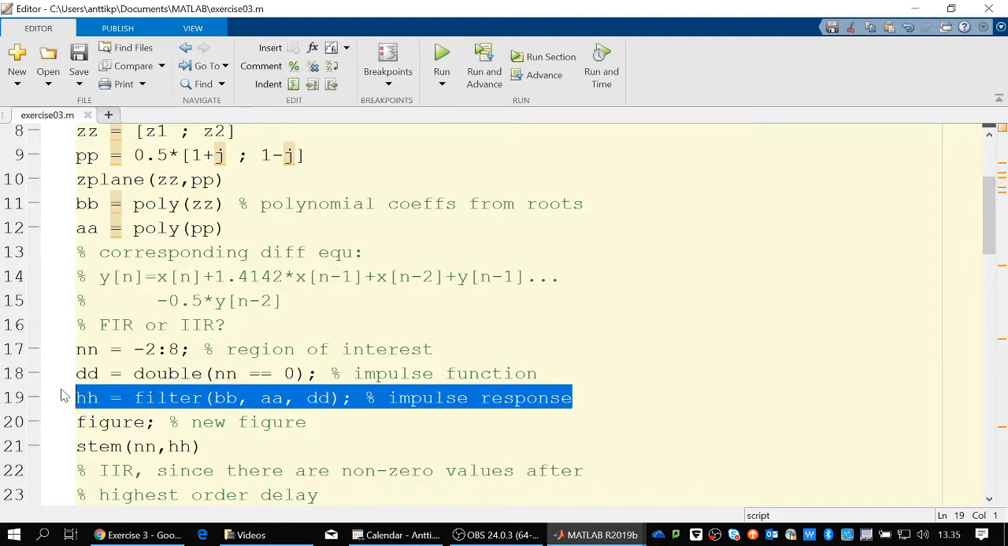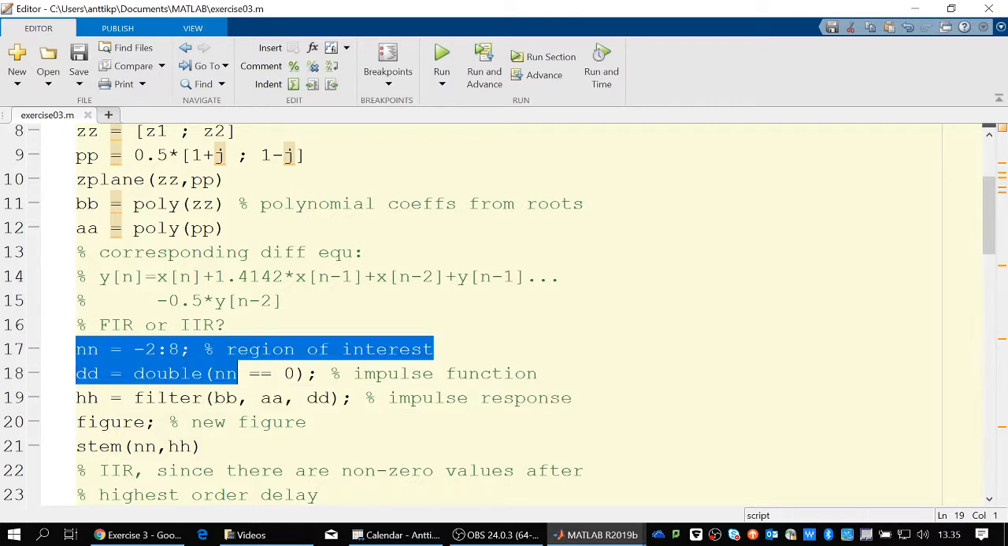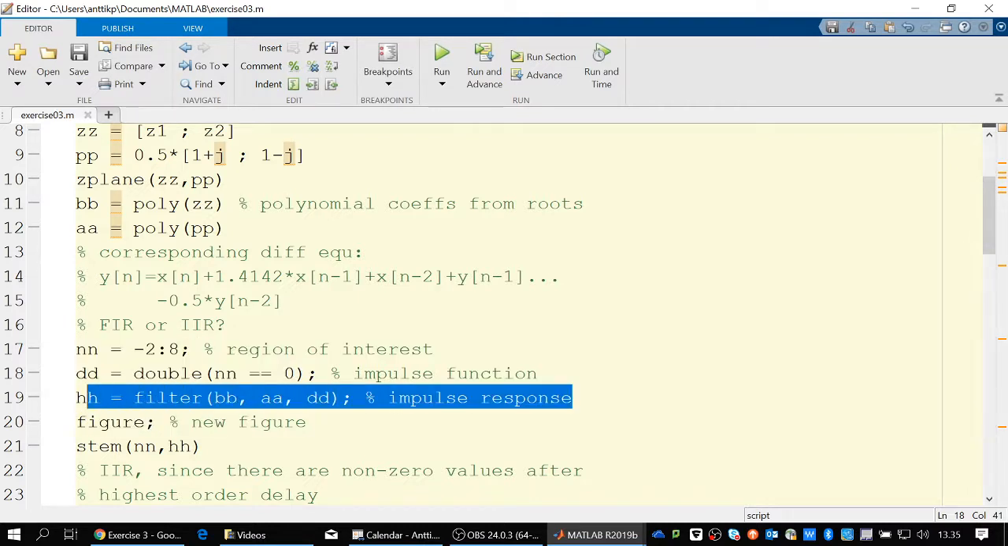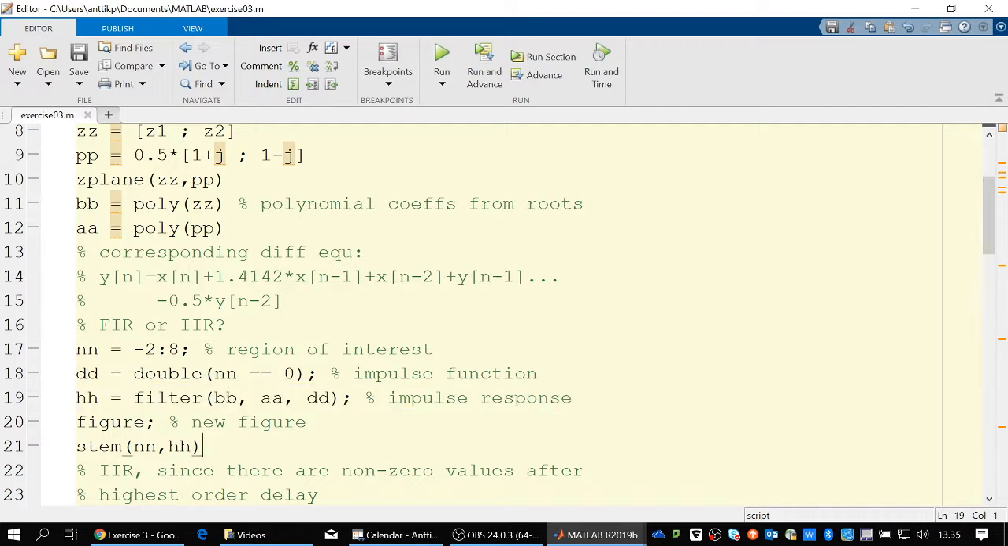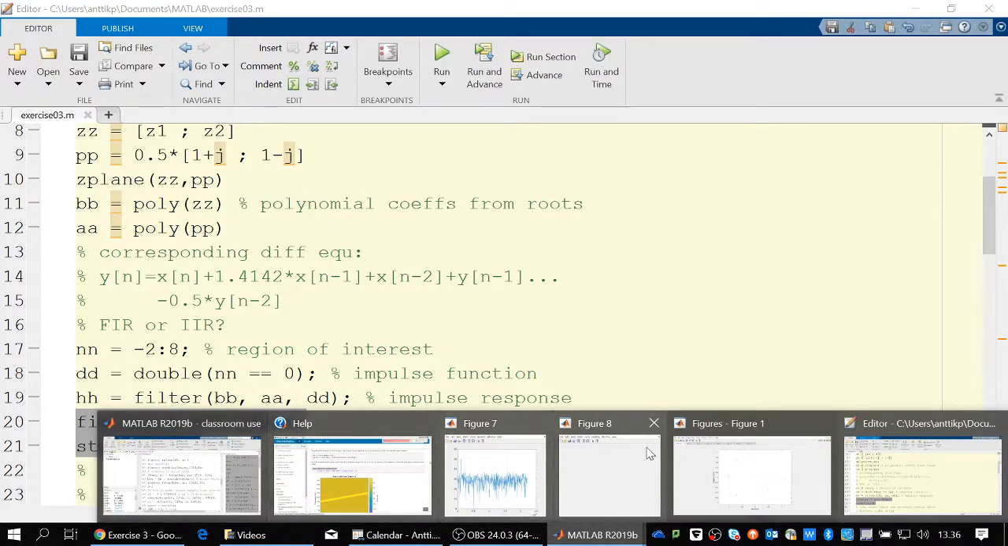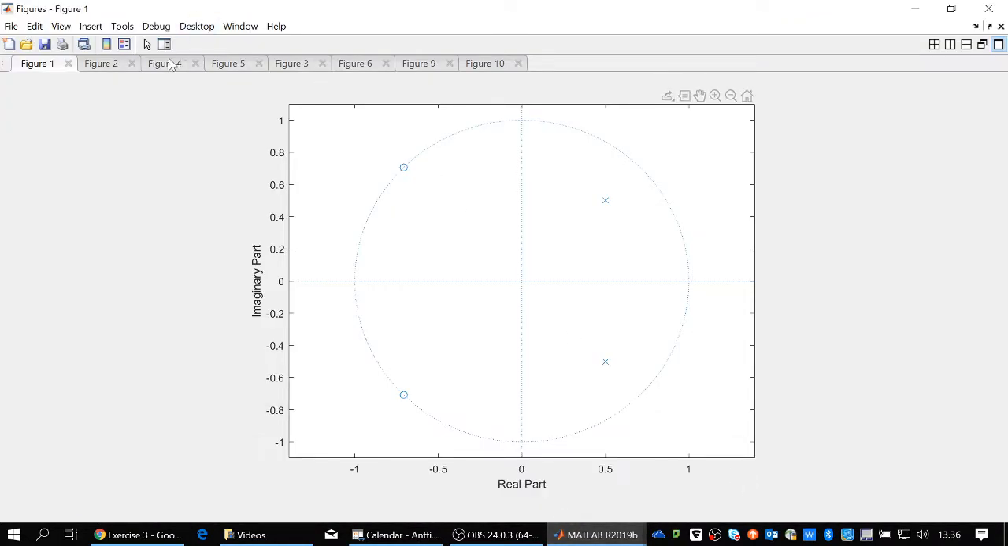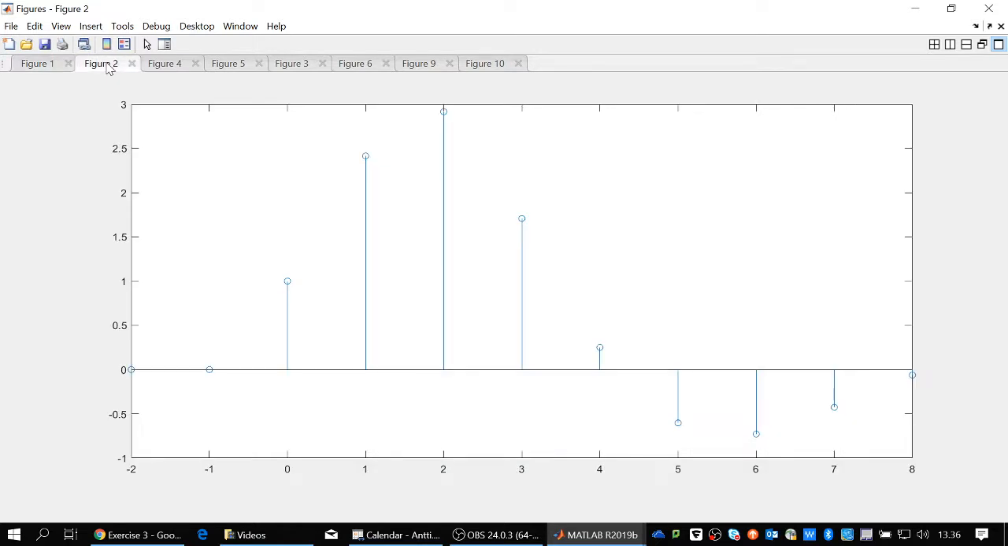It's the same thing as when you create the impulse function, the same way you did it yesterday, and then just run it through this system, and then basically stem plot this impulse response, which looks like that. And from the impulse response, you can see the data after the highest order delay, which is 2. This is a second order system. So if there is any non-zero data after that, then it's IIR.